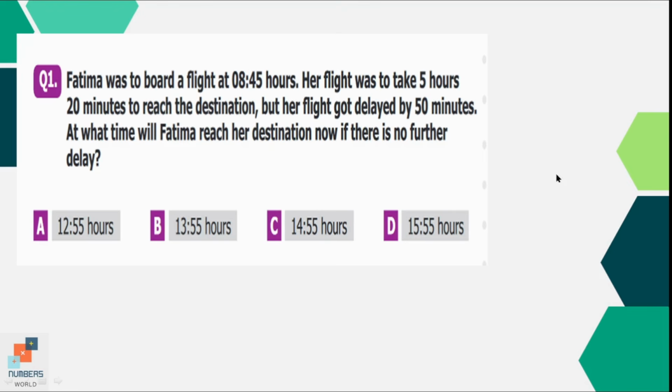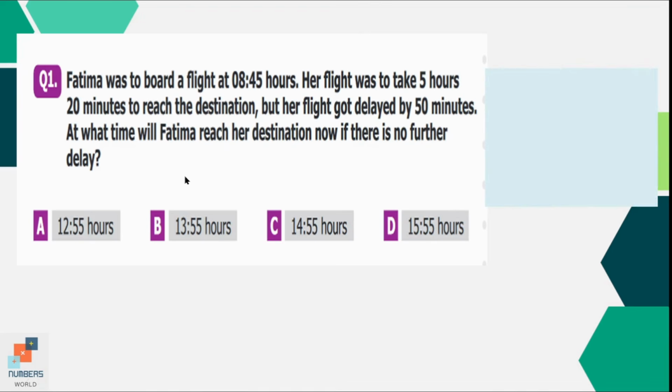Question number 1. Fatima was to board a flight at 8:45 hours. Her flight was to take 5 hours 20 minutes to reach the destination. But her flight got delayed by 50 minutes. At what time will Fatima reach her destination now if there is no further delay?